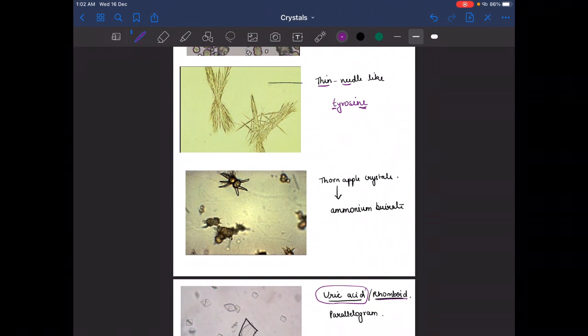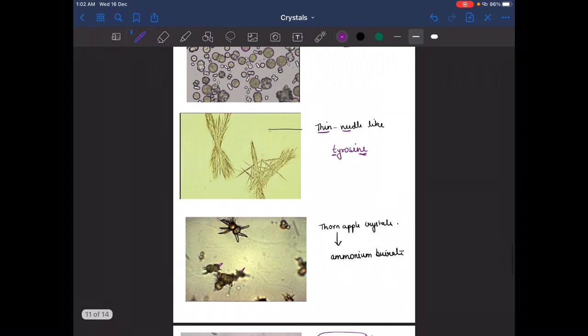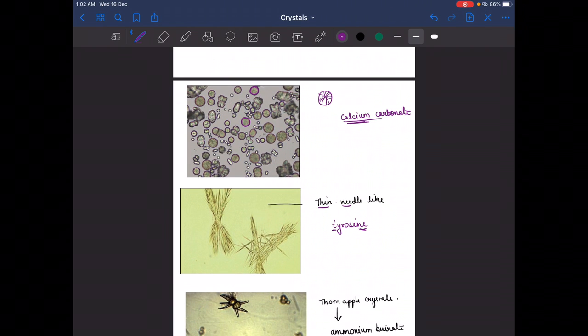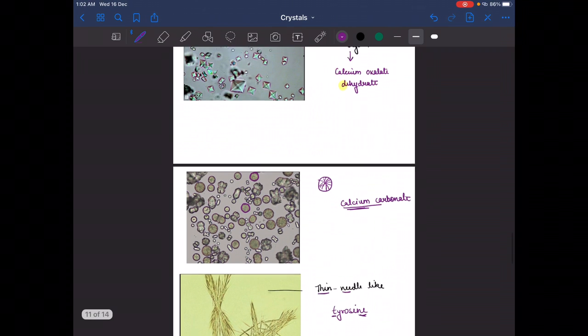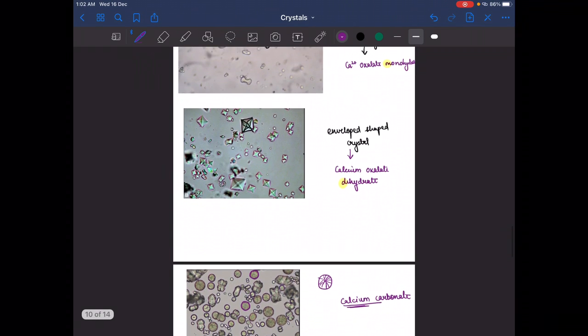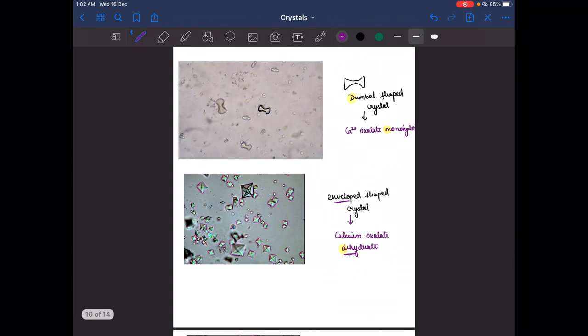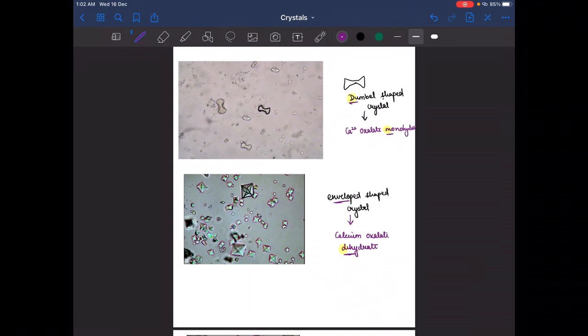Here thorn apple like, so ammonium biurate. Here thin needle like, tyrosine. Here circle is seen. We can easily say it is calcium carbonate composition. And these are envelope shape. Envelope shape. Remember that D is not for D, means dihydrate. Dihydrate is not for dumbbell shape. So here dihydrate is for envelope shape, and calcium oxalate monohydrate is for dumbbell shape.